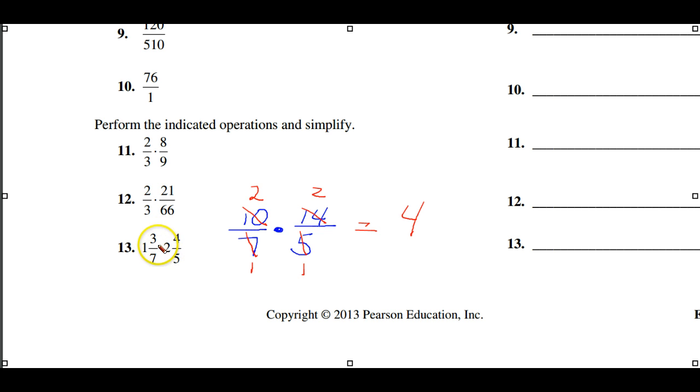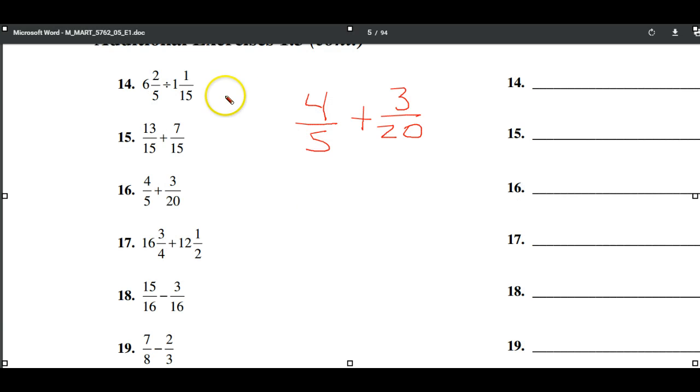Now if this were a division, what we would have done is flip this, and that's how that would have been done. Now here is a division we're skipping. You would again just flip that after you convert it to an improper fraction.